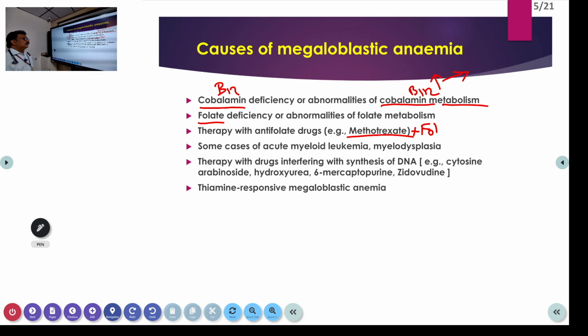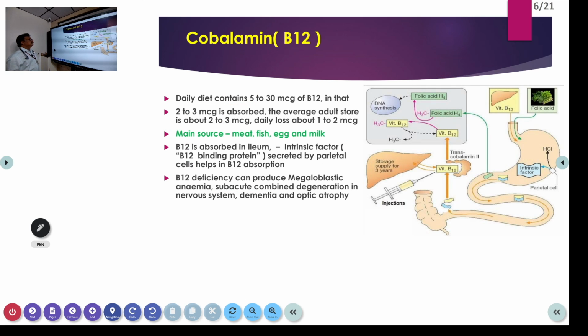Some causes: acute myeloid leukemia and myelodysplasia can also produce megaloblastic anemia. Therapy with various drugs can also produce it. Thiamine responsive megaloblastic anemia means once you give thiamine, it will be reverted. That is also seen in some patients. But the commonest cause is B12 and folic acid deficiency, and in that, B12 will be the most common.